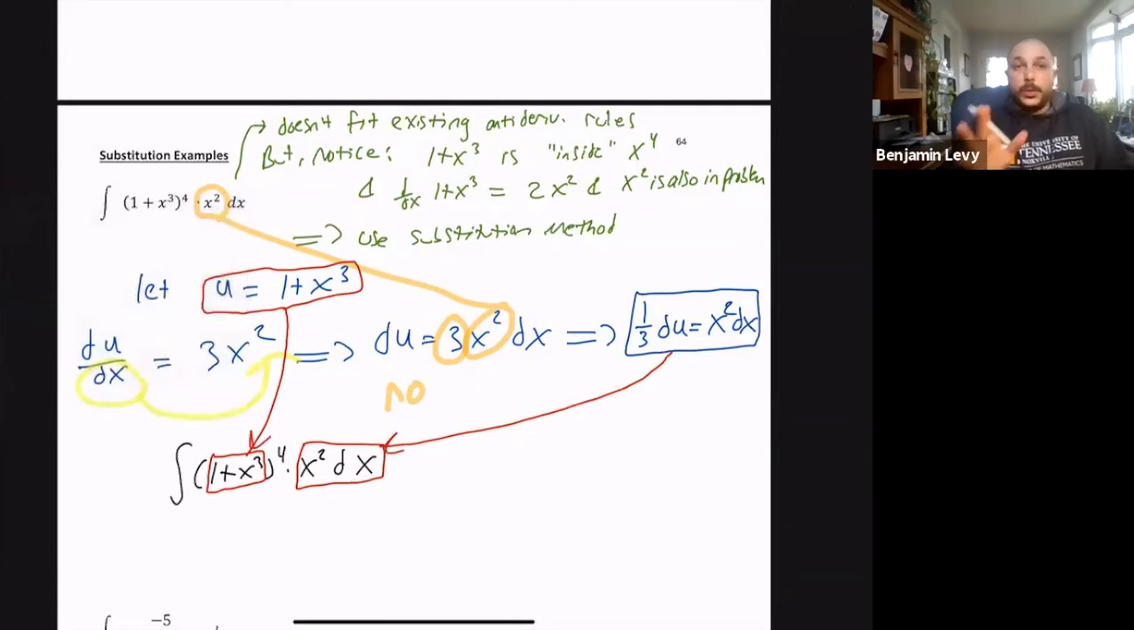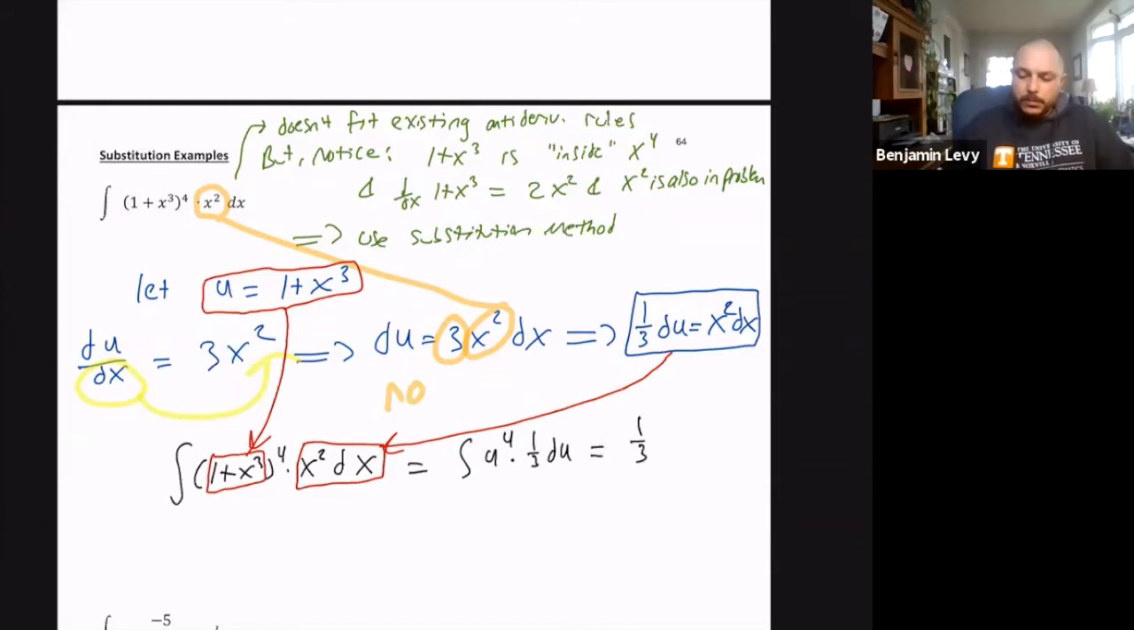And then the integral, which is really complicated right now. This is a complicated integral. We don't know how to do it yet. But after we make that substitution, look what it becomes. It becomes something that's not so bad. It becomes the integral of u to the 4th times 1/3 du. And the 1/3 part is just a constant, so that can just come out front. And that is a super easy integral. I'm just going to pause there and let you think through those substitutions real quick.